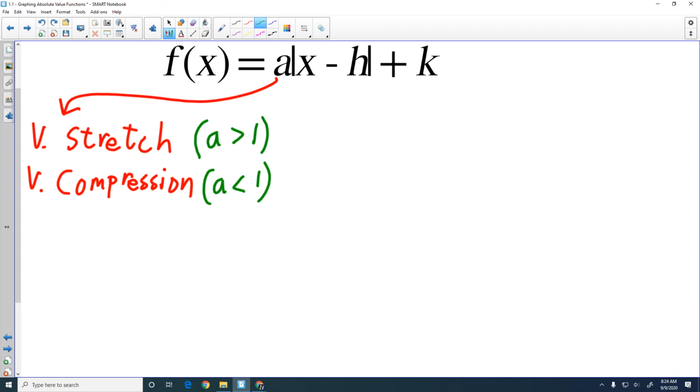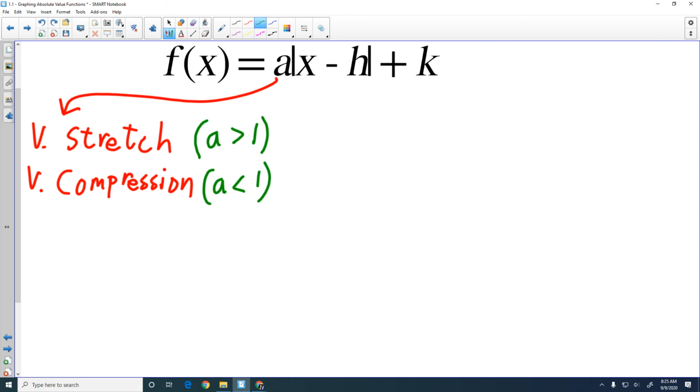Hey, what do you think would happen if a were equal to 1? Would that change the graph? No. Why wouldn't it? What happens if you multiply something by 1? It's the same thing. If you multiply x by 1, it's still x. There's no change at all. That's why we only care if it's bigger than 1 or less than 1. Nice.